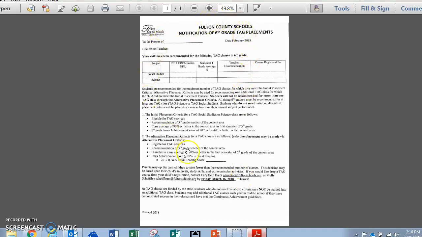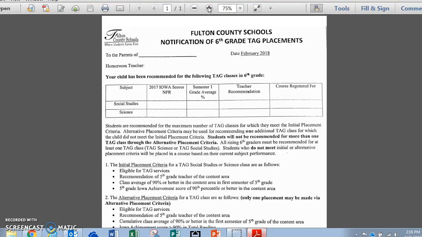So the form that came home looks like this, except that it has your child's name on there and their particular scores. So what I'm going to do is walk you through the different types of criteria that determine if your child will be taking middle school TAG science and/or social studies.